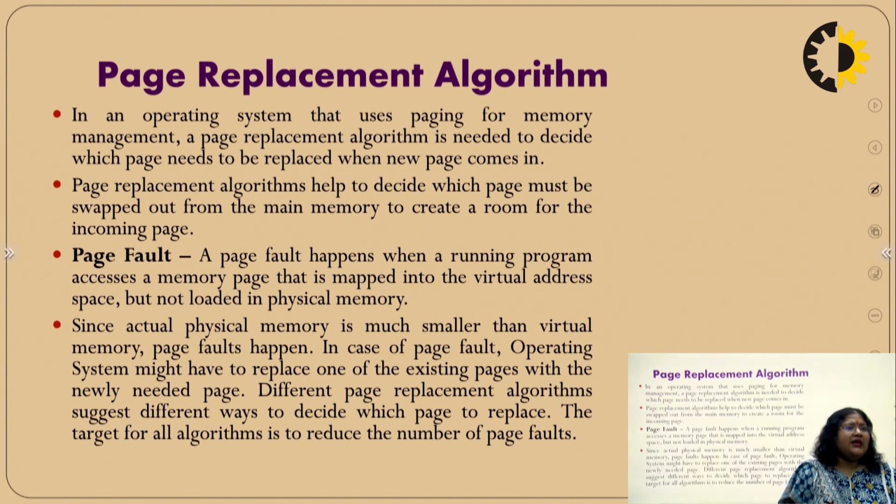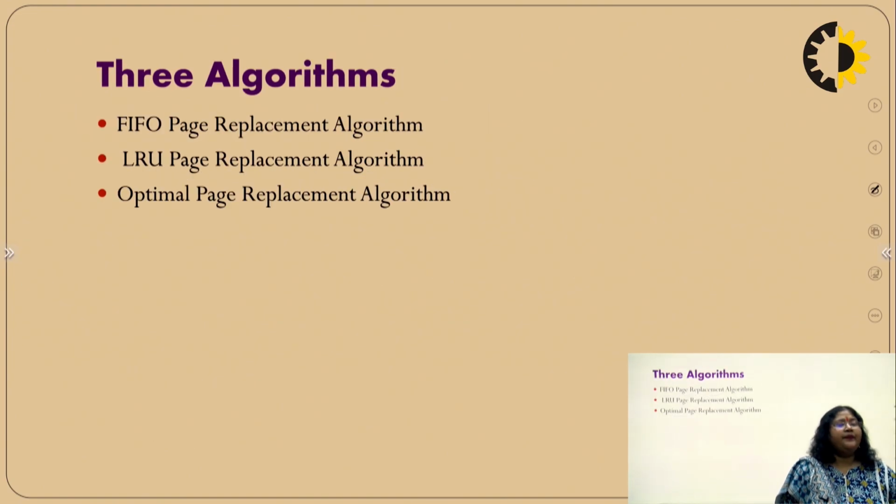In case of a page fault, the operating system might have to replace one of the existing pages of the main memory, a page that we haven't used for a long time, with the secondary memory page that we want to use. There are 3 algorithms that we use: FIFO, LRU and optimal. FIFO means first in, first out. LRU means least recently used, and optimal means a future-based algorithm.